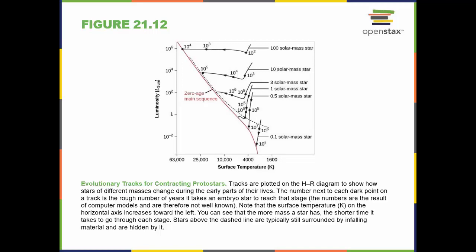So note that the surface temperature on the horizontal scale is increasing towards the left, and you can see that the more mass a star has, the shorter the time it takes to go through each stage. And the stars above the dash line are typically still surrounded by infalling material and are hidden by it.